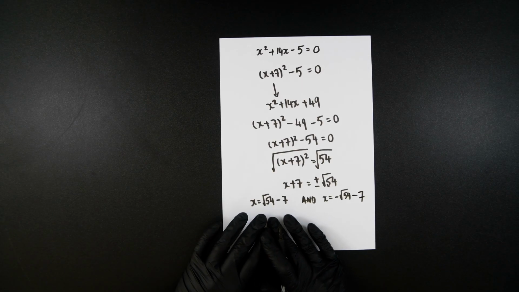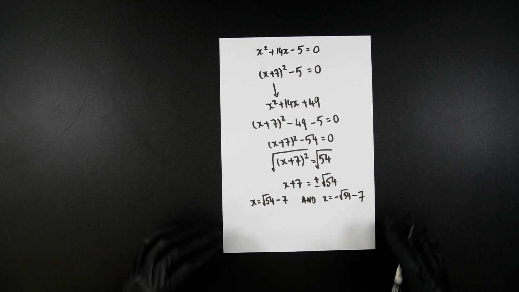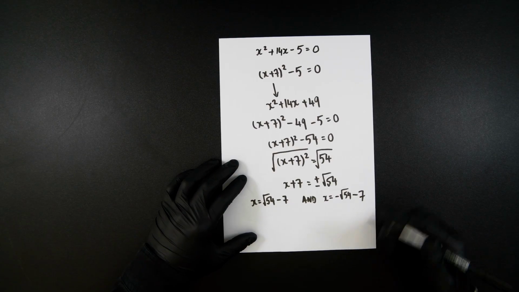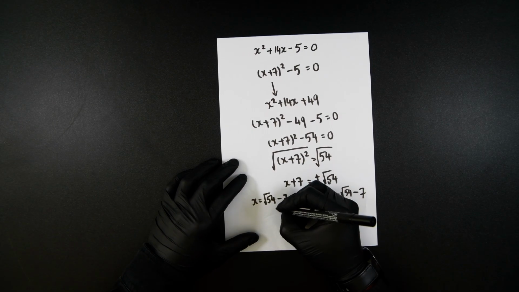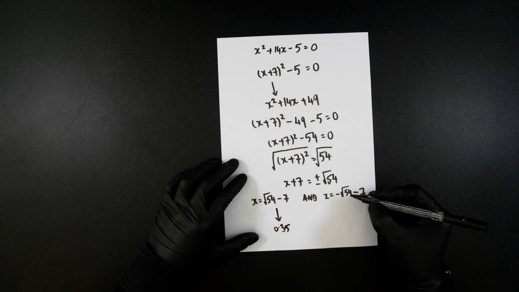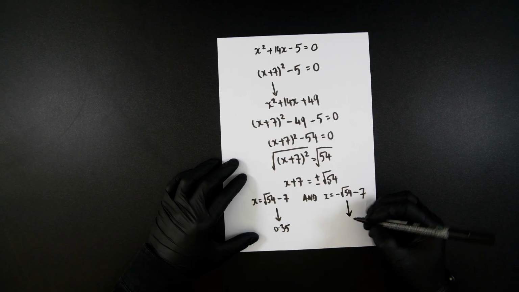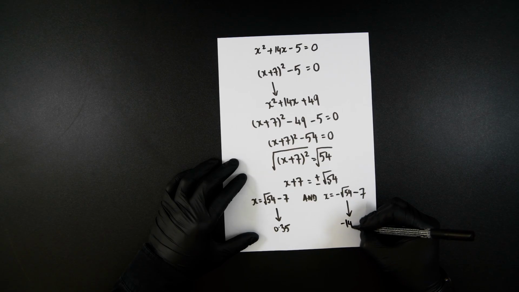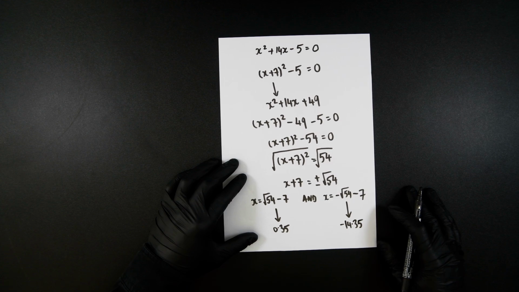This is sufficient for you to leave as the answer, but just so that you know what this looks like as a number, this is 0.35, and minus root 54 minus 7 is going to be minus 14.35. We've successfully completed the square.